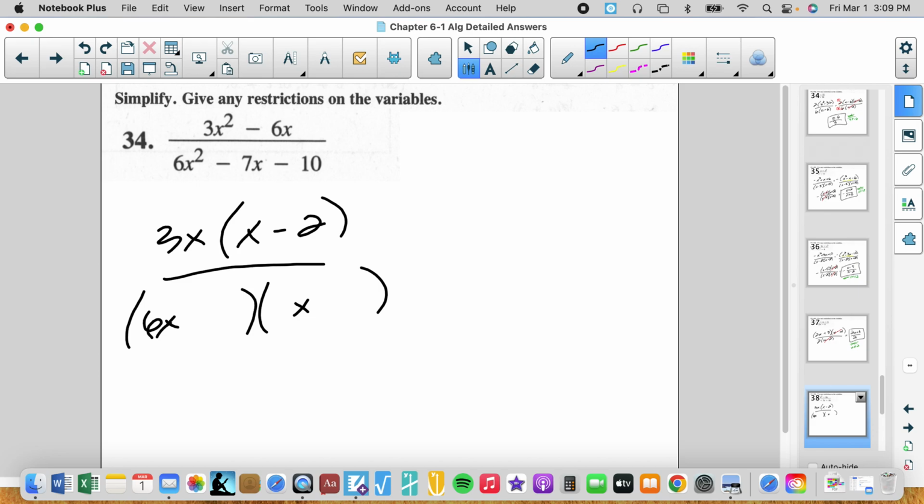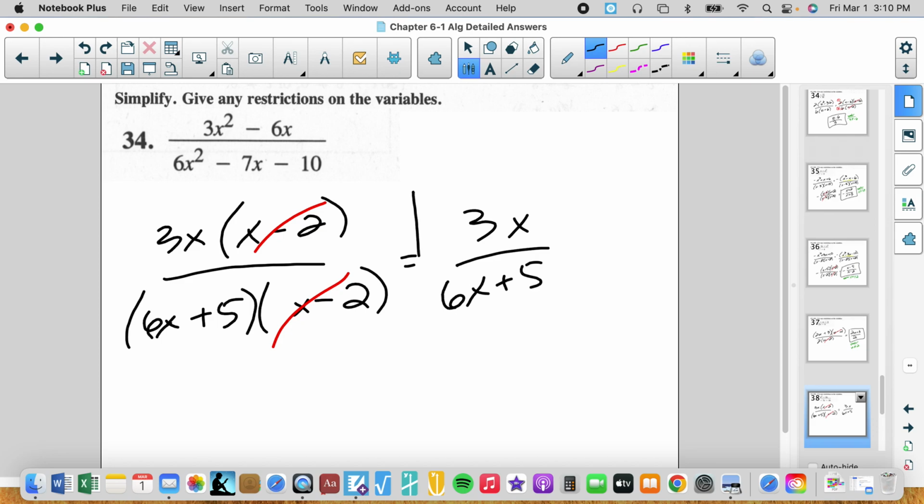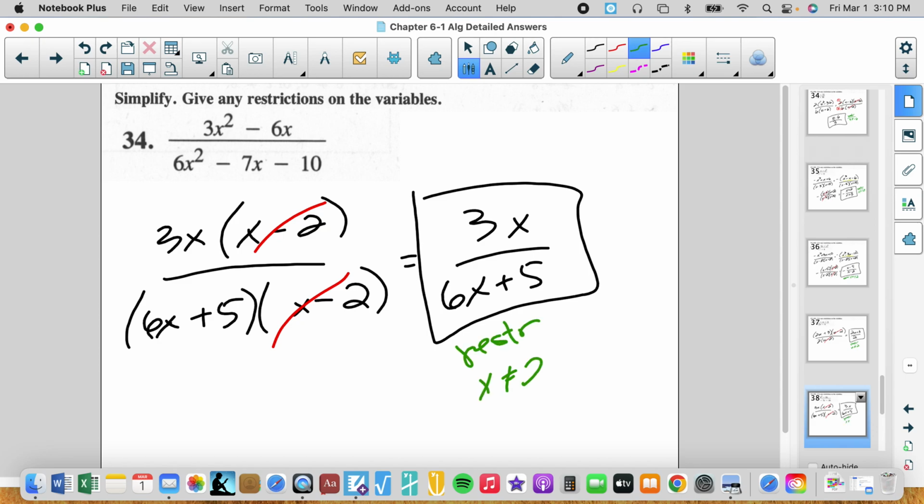This is why you don't do this method. And then we do 5 and 2. And that's going to be minus plus, because this is 12, negative 12, positive 5. Negative 12x, positive 5x gives us our negative 7x. That's how we did it. But see, it takes too much time, so it's not very efficient. But you can still use it. Then we get 3x over 6x plus 5 as our answer, with a restriction of x cannot equal 2 and it cannot equal negative 5/6.